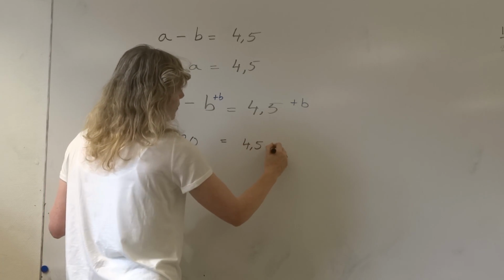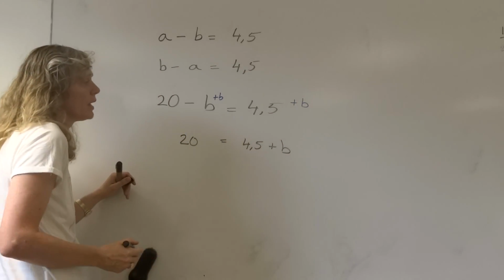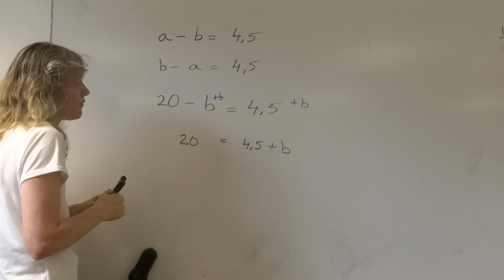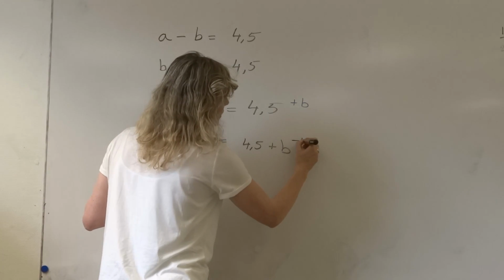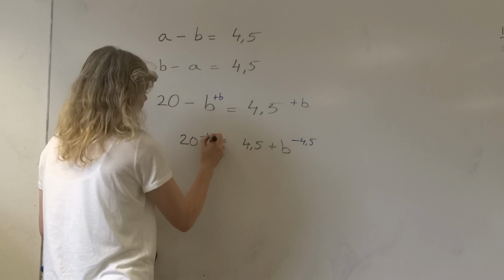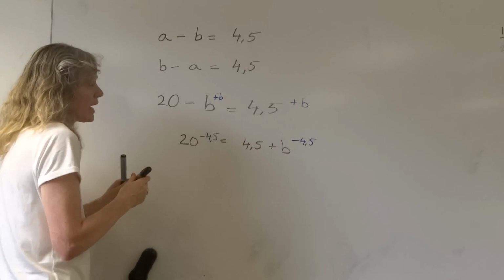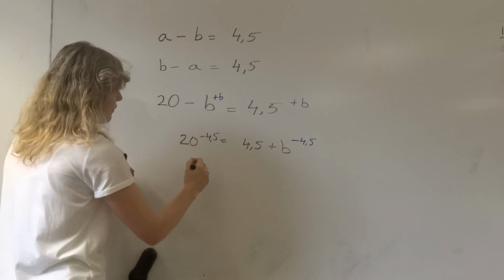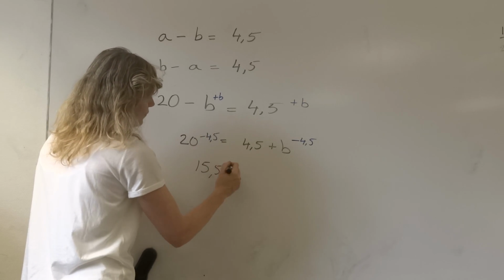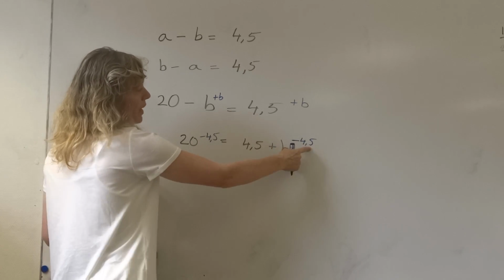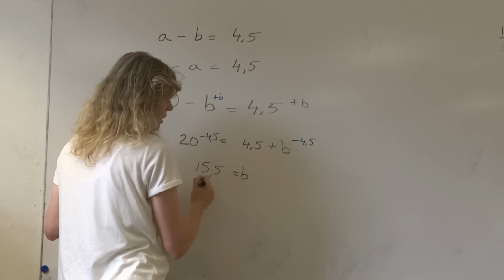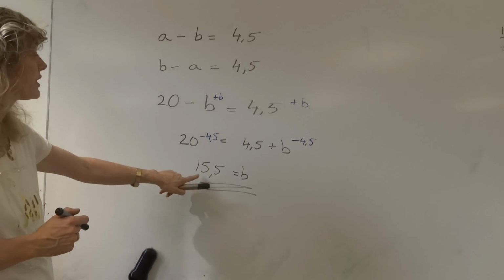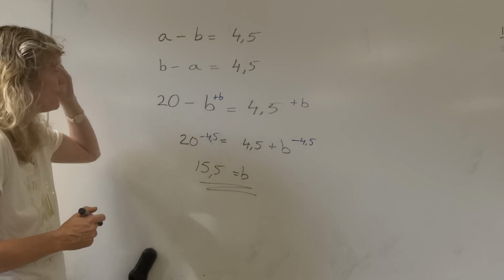equals 4.5 plus b. Now we would like to get rid of the 4.5. So we will take away 4.5 from both sides of the equal sign to get rid of the 4.5 here. 20 minus 4.5 is 15.5. Equals 4.5 minus 4.5 gives us 0 equals b. So we know using our algebra skills that one of the solutions is b is 15.5.